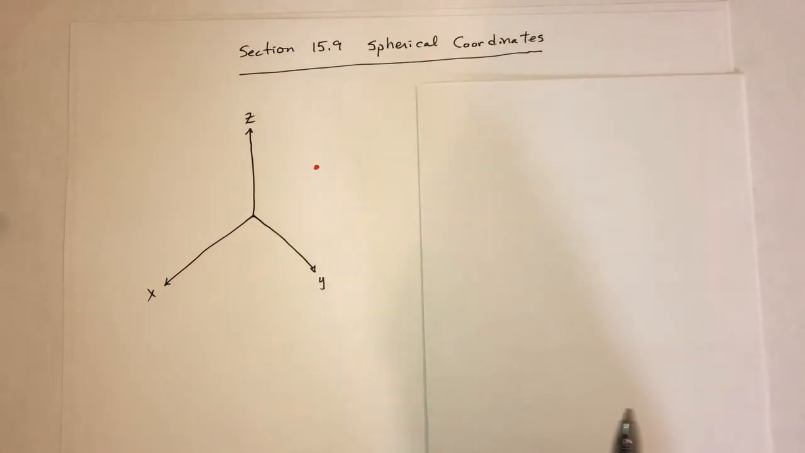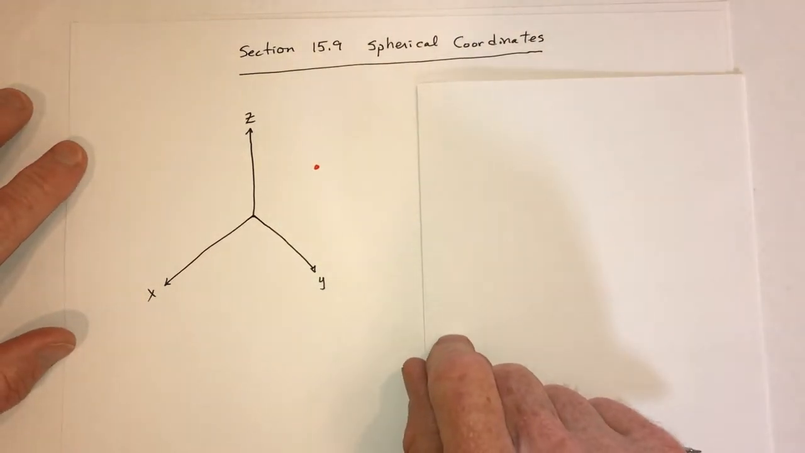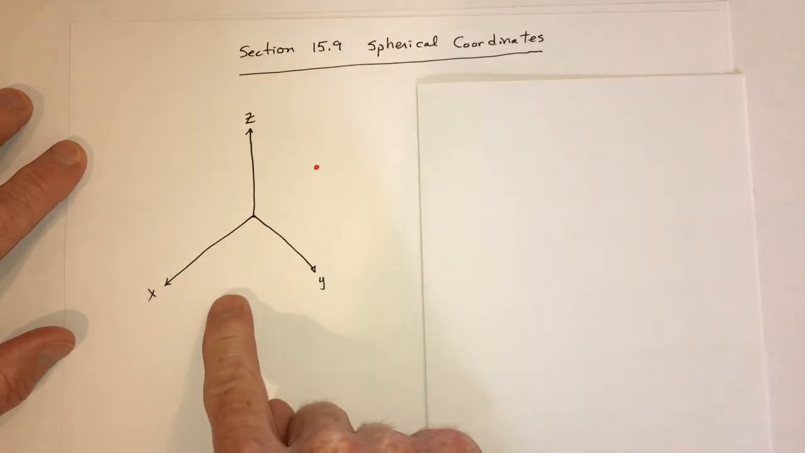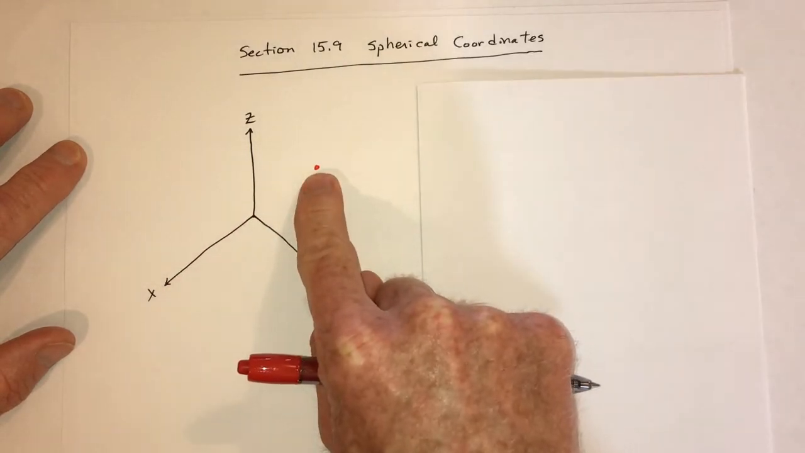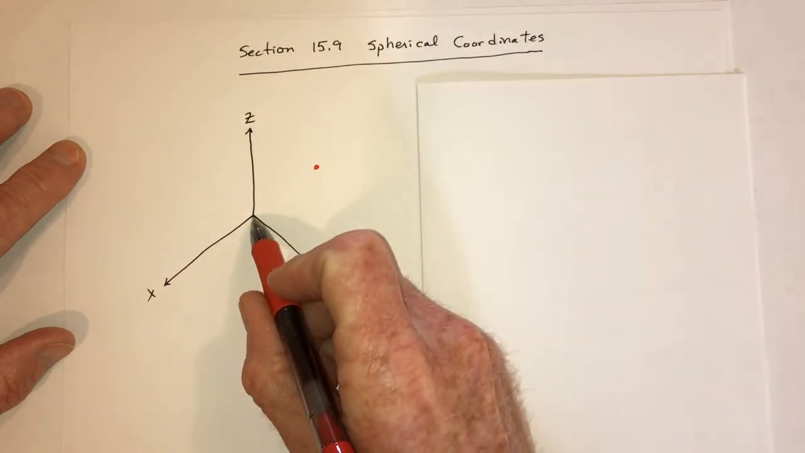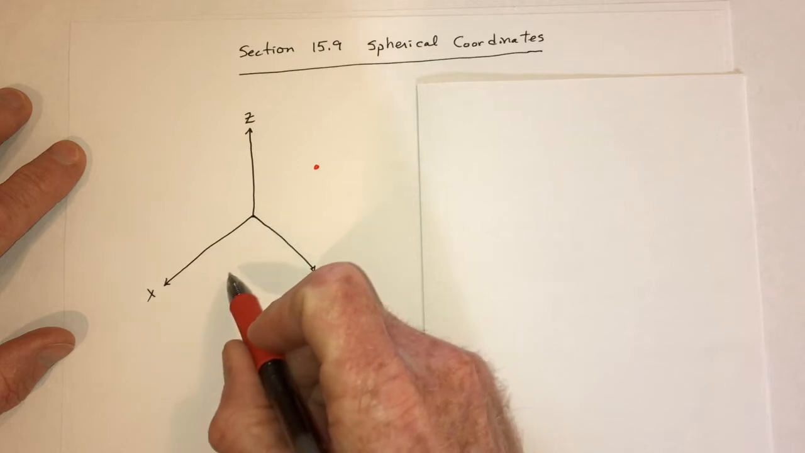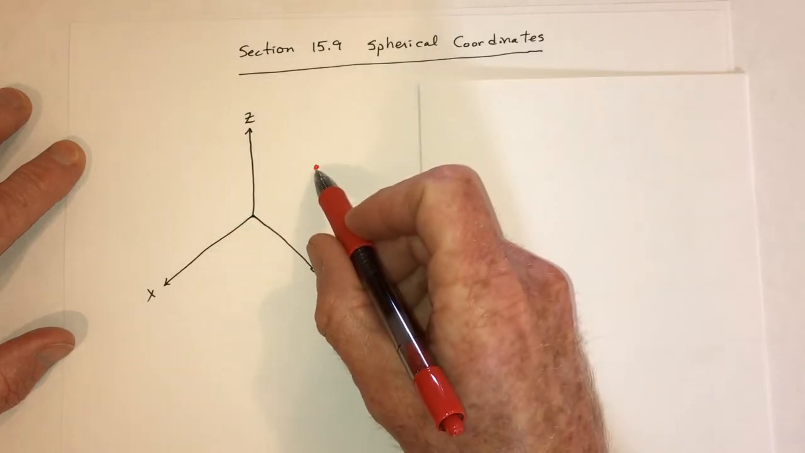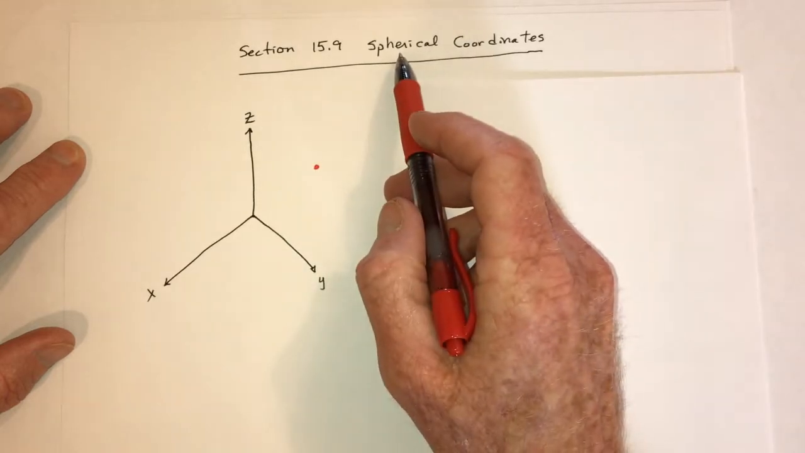Section 15.9 on spherical coordinates. Suppose you have the regular XYZ axes and then you need to locate this point right here. In theory, you could have a sphere where the center is at 0 and you know the radius, and you draw a sphere and that point would be on it. That's the general idea behind it.